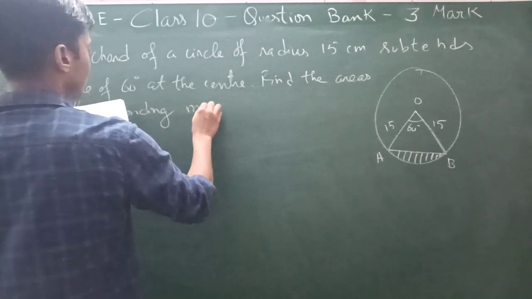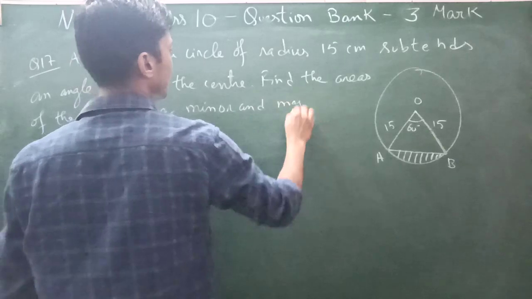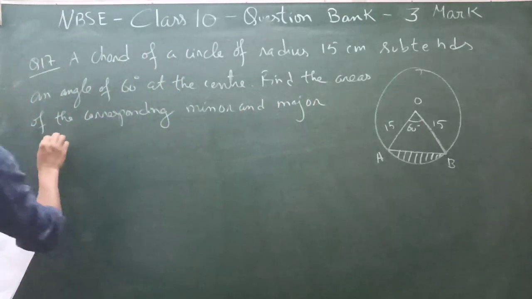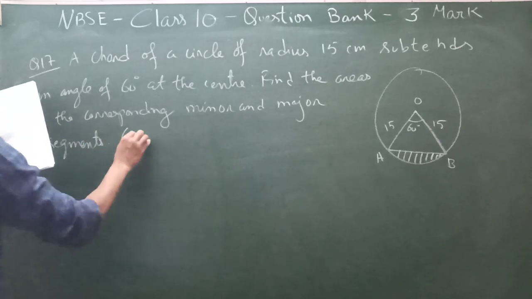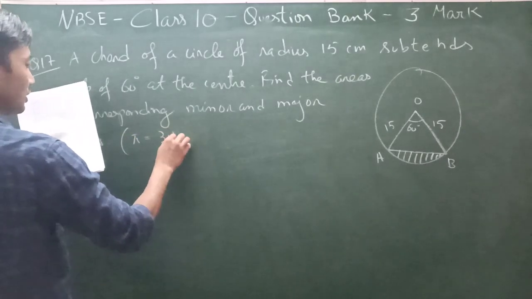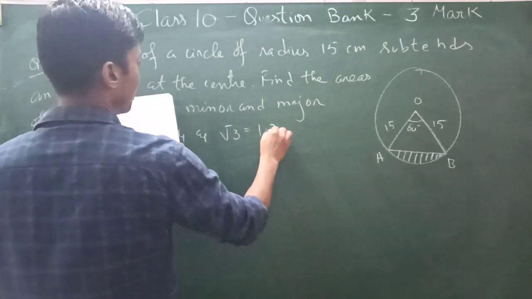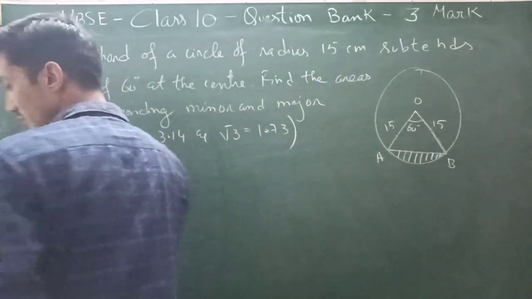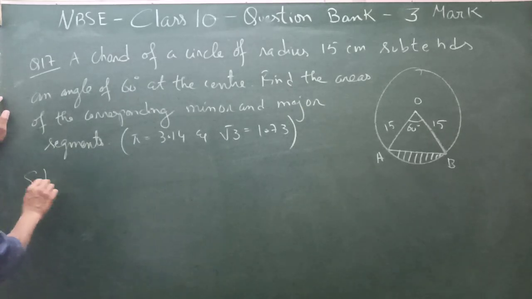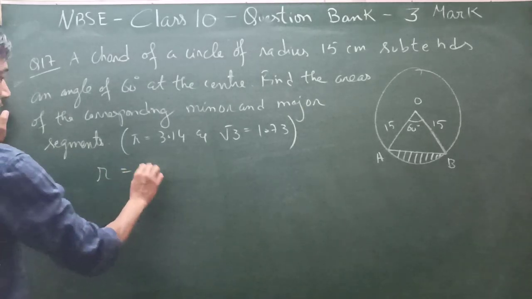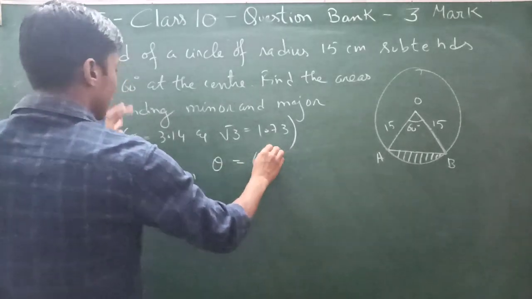corresponding minor and major segments. You should use pi as 3.14 and root 3 as 1.73. So these are the terms given to us. Let's begin. Solution. Radius is 15 centimeter. Central angle or angle of sector is 60 degree.